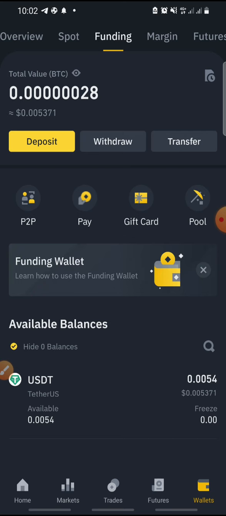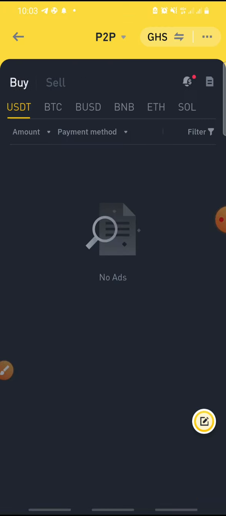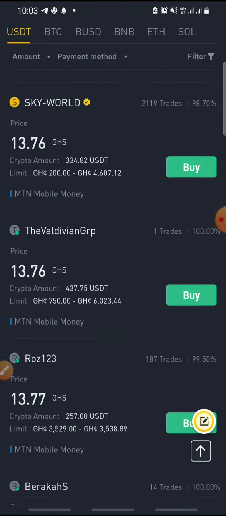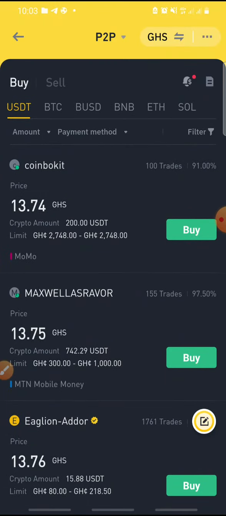So I have this amount of money in my funding wallet, then I want to sell. So I come to P2P. Once I come to P2P, you have this interface popping up for you. And this is where we are going to do much of the learning this morning. In fact, all these people here are people that Binance has certified that are doing business with them.